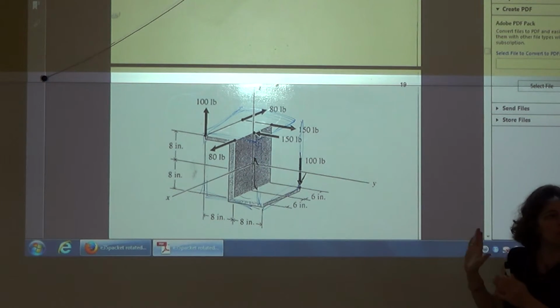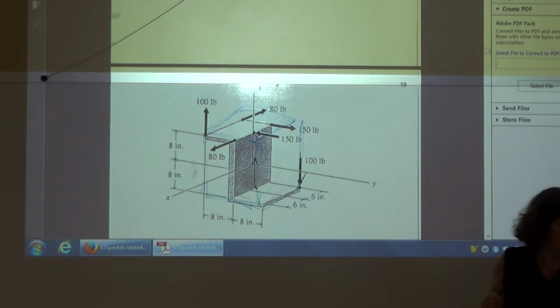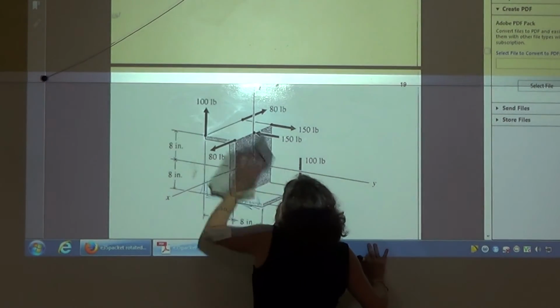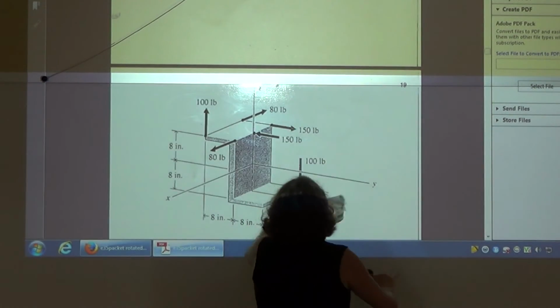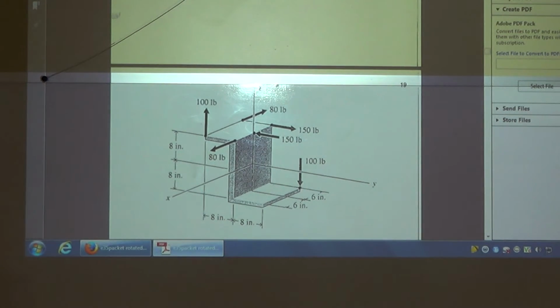So I look at it as two-dimensional planes. But you could look at it whichever way you want. You know definitely there's no moment in the z because those forces are in the z. Okay, so find out what the value of the moment is. What moment does that 100-pound couple create?